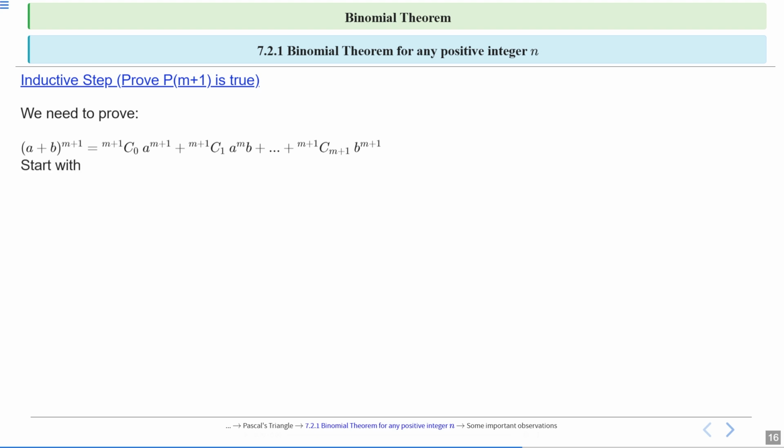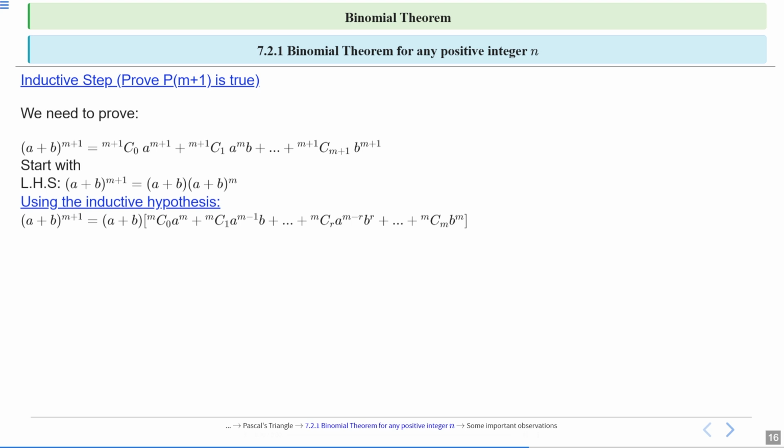Now start with LHS. So (a + b)^(m+1) is equal to (a + b) times (a + b)^m. Now using the inductive hypothesis, (a + b)^(m+1) is equal to (a + b) times [mC0 a^m + mC1 a^(m-1) b + ... + mCr a^(m-r) b^r + ... + mCm b^m].